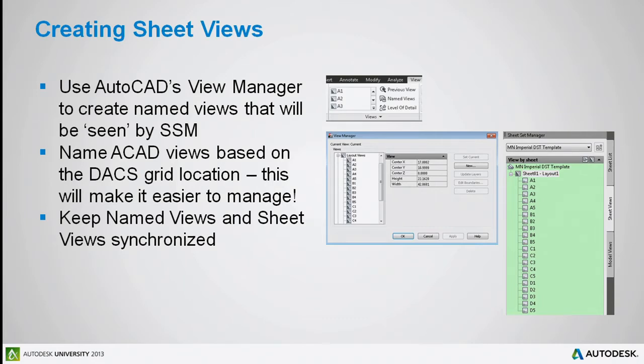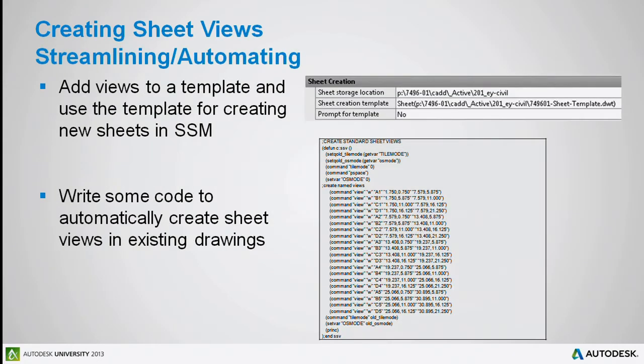You can now go to the Sheet Set Manager and change the information related to those sheet views, and it will not change the named view. So you can have a situation where your named view was created as A1, the sheet view was A1, but at some point it changed location on the sheet and became C3. You updated the sheet view to C3, but it's still pointing to the named view A1. That can get confusing, which is why it's good practice to keep the names synchronized.